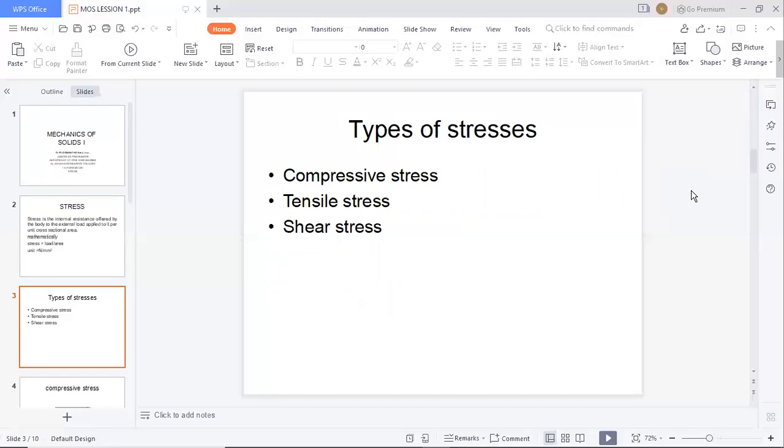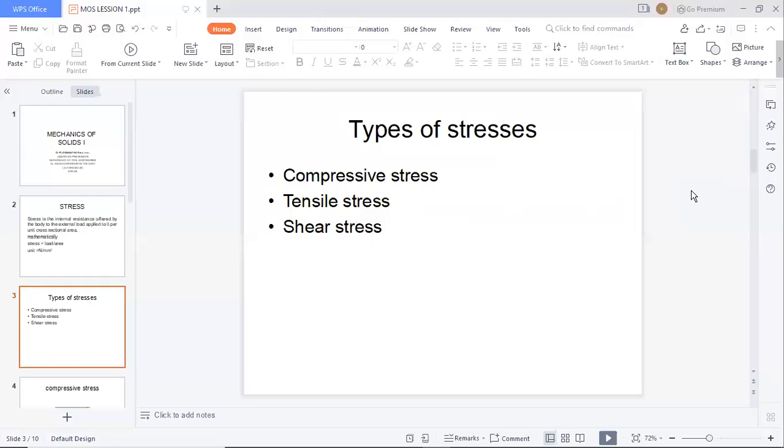Next, what are the types of stresses? First one, compressive stress. Second, the tensile stress. Third, the shear stress. So what is compressive stress? Compressive stress is nothing but the compressive force by area. The compressive force or compressive load by the area is called compressive stress.